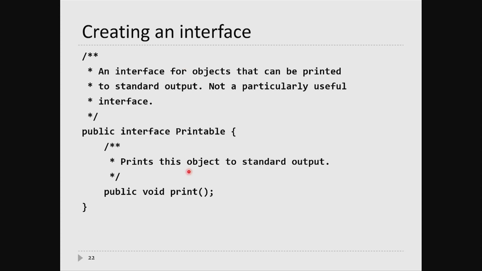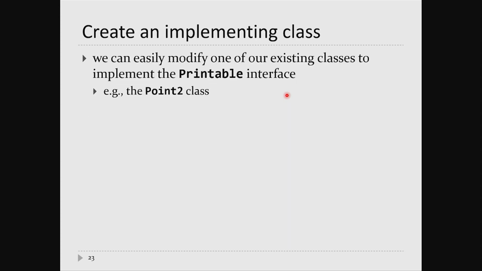So what's my one method in my interface? Well, it's public void print, which, when you call that method, will print this object to standard output. And you know exactly how this is going to work. That's going to call print. That's basically going to do System.out.println on the object, which is why this is not a very useful interface. Okay, so there's my interface.